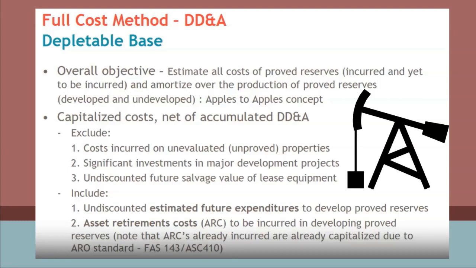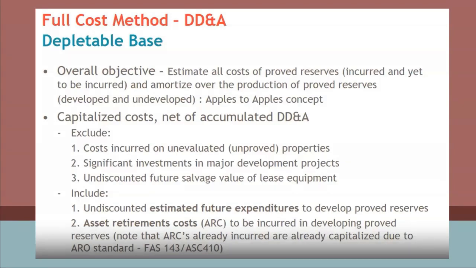The overall objective is to estimate all costs of proved reserves incurred and yet to be incurred and amortize them over the production of proved reserves of developed and undeveloped properties. Apples to apples concept. High level, what does that mean? All of the costs that you've capitalized from inception to date on your proved reserve category wells, so your PDPs, your PMPs, and your PUDs, all those costs need to be factored in because you're factoring in all the production associated with those reserve categories.